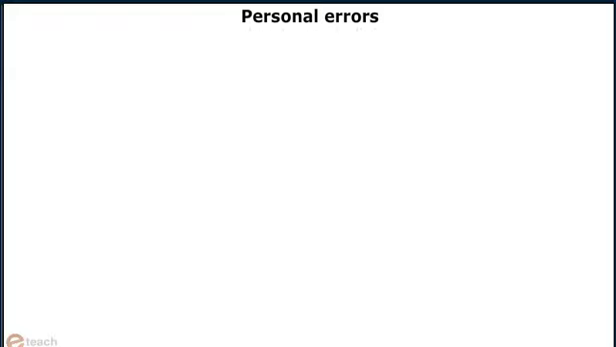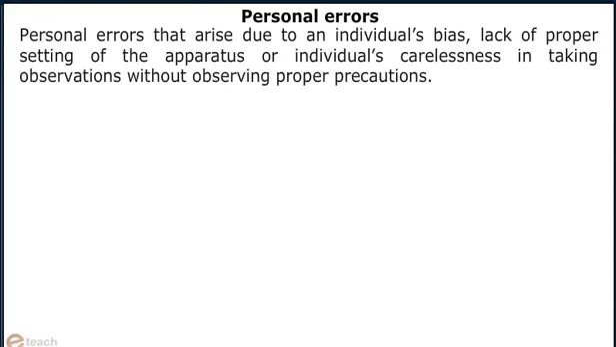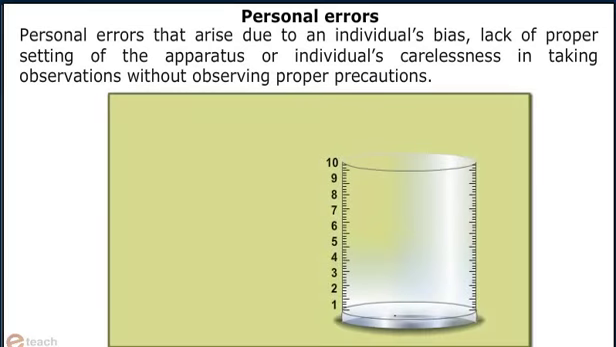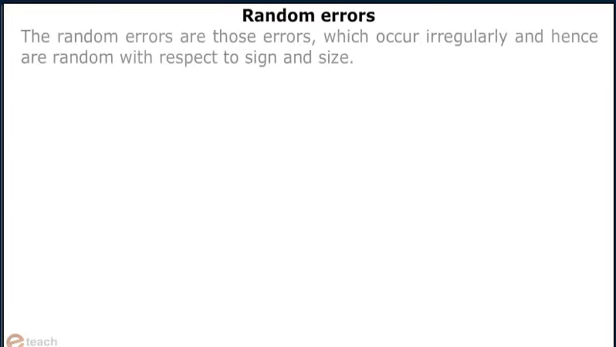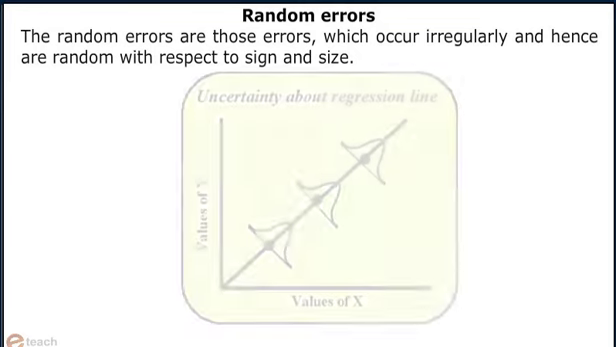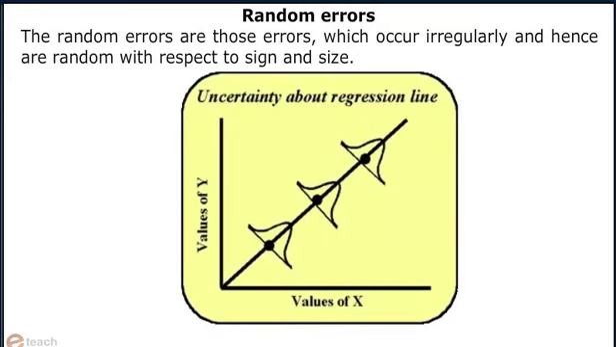Personal errors. Personal errors arise due to an individual's bias, lack of proper setting of the apparatus, or an individual's carelessness in taking observations without observing proper precautions. Random errors. The random errors are those errors which occur irregularly and hence are random with respect to sign and size.